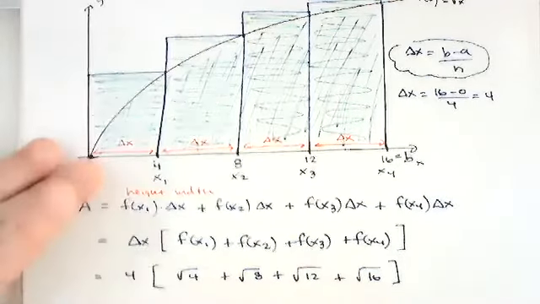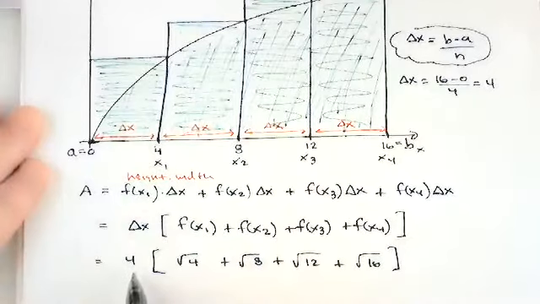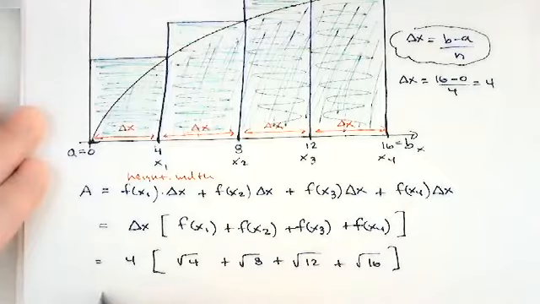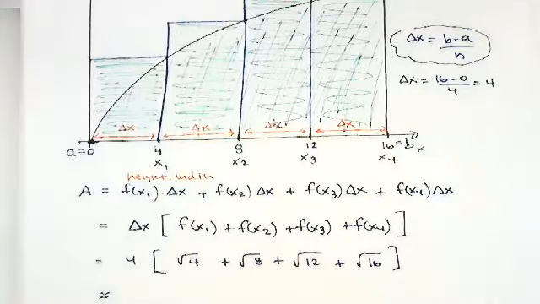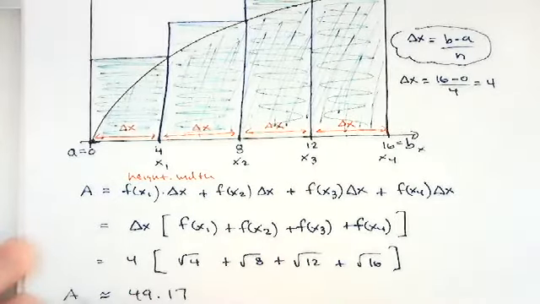But if you're doing WebWorK homework, probably the best way to do this on WebWorK is just type it in this way. If you try to use a calculator and approximate it, it's probably maybe not going to give you the right answer. If you plug this into a calculator, you're going to get an answer of about 49.17.